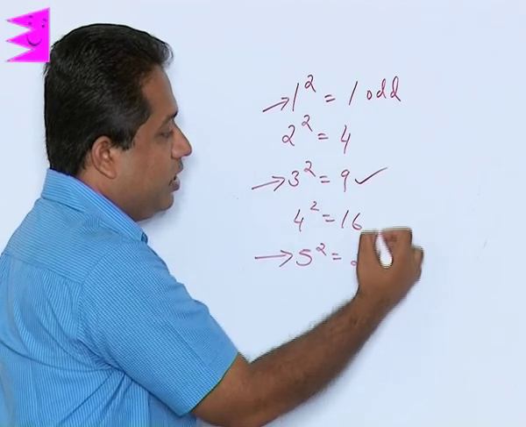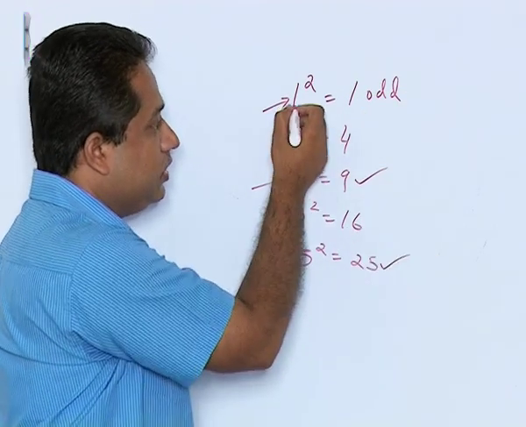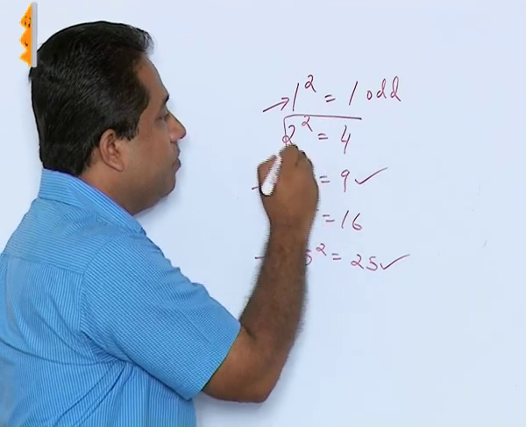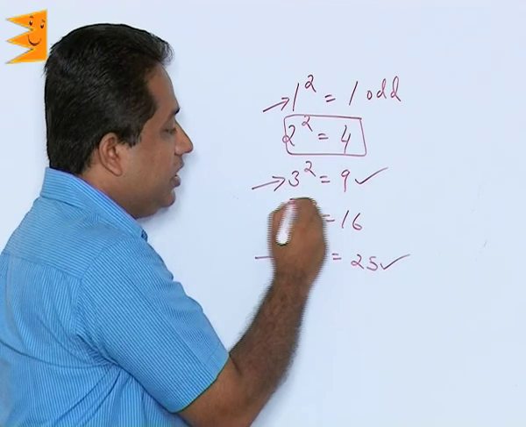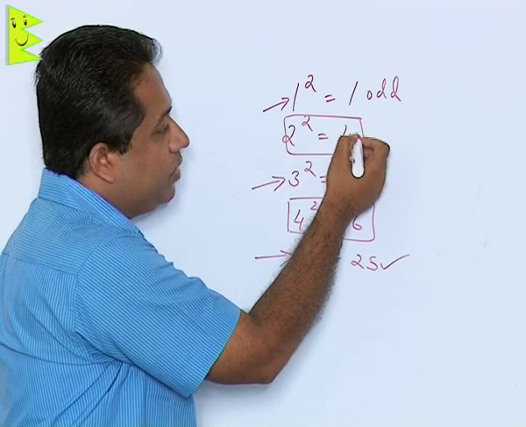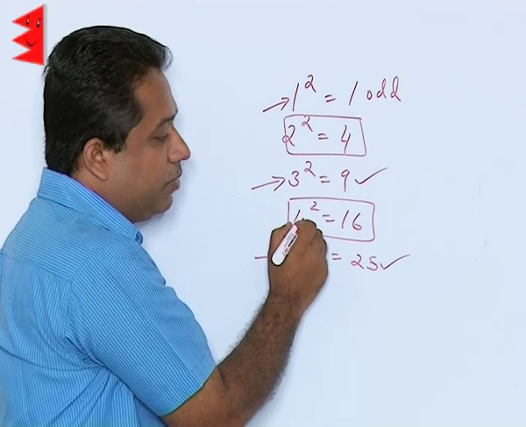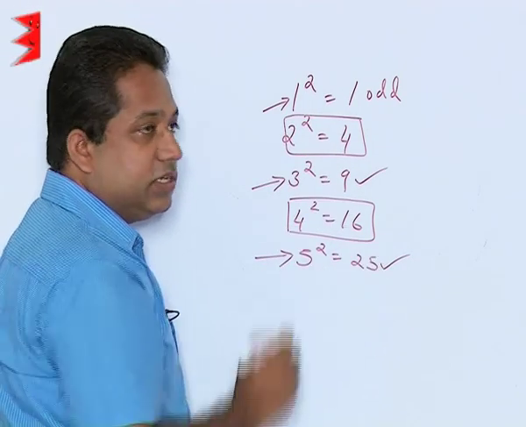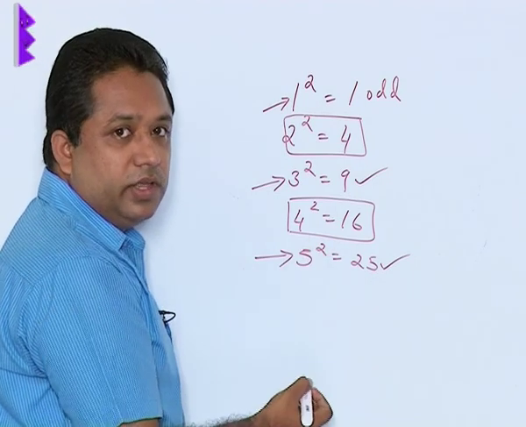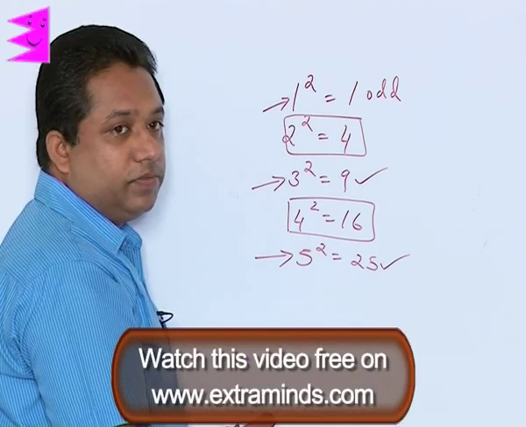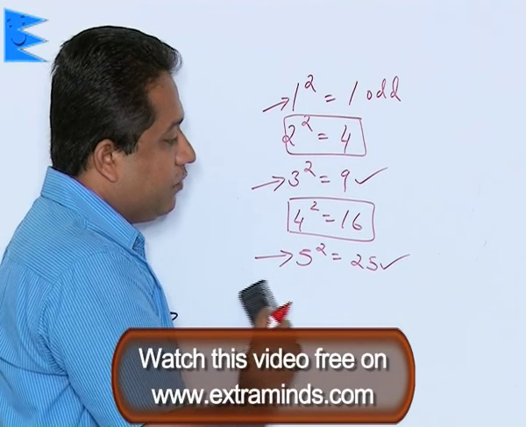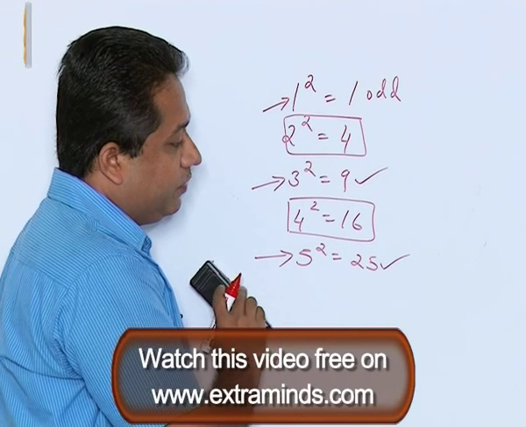So here we have an odd number, here also we have odd numbers, because 1, 3 and 5 are odd numbers. And if we look at the even numbers, the result is also even. So 2 square, 2 is an even number, the square of 2 becomes even. 4 is an even number, and when I square it, the result is even. So we can always say that square of an odd number is odd and square of an even number is even.